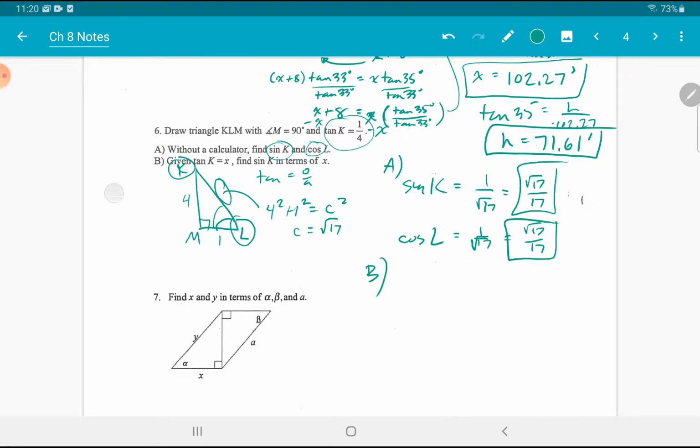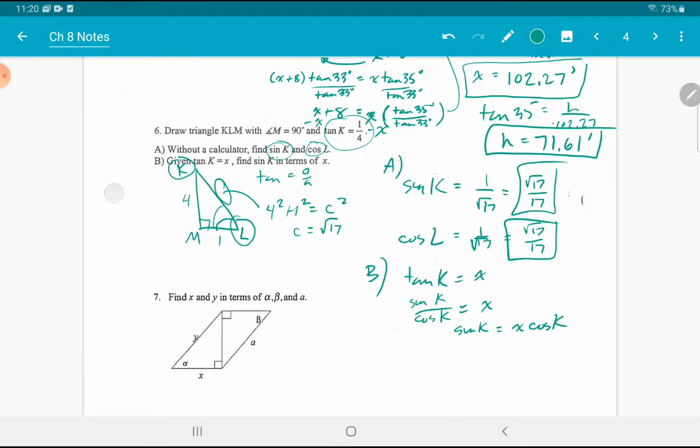Given that tangent of k is equal to x, find sine of k in terms of x. Okay, so now we know that tangent of k is equal to x. Well, we know that if we want to find sine of k, tangent is the same as sine over cosine. So why don't we split that up? Sine k over cosine k is equal to x. So therefore, sine of k is equal to x times cosine k, just like that.